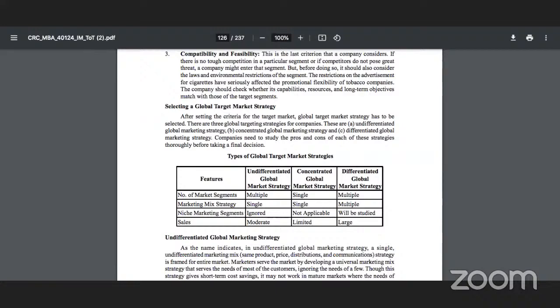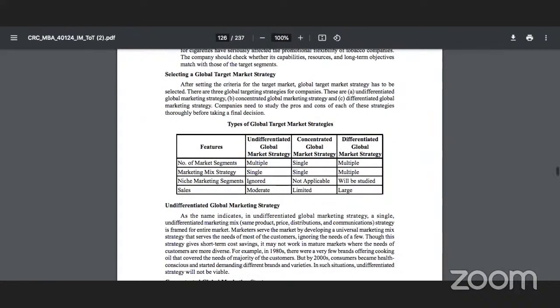So, looking at the pros and cons of each of these, let us try to understand them in a little more detail, as this is what a company will refer to before making a final decision of entering into a foreign segment. In terms of the features, the number of market segments in an undifferentiated global strategy are multiple from a company's perspective. In a concentrated one, there is only one single market segment on which they are concentrating. Whereas in a differentiated global market strategy, again, there are multiple market segments.